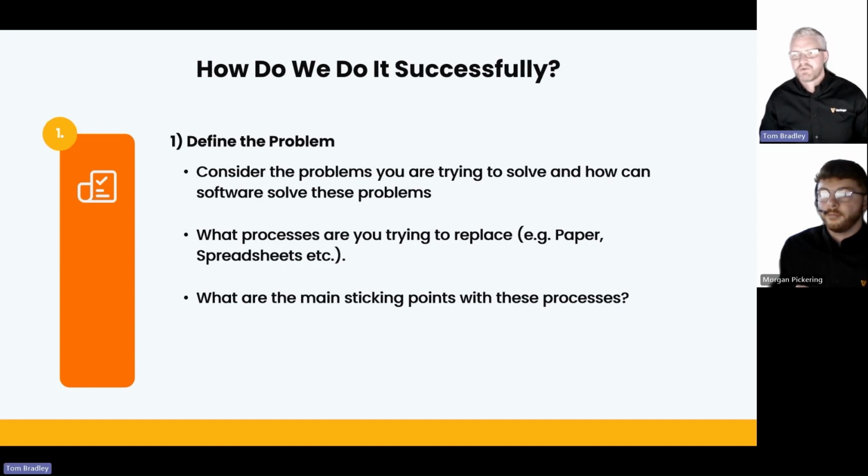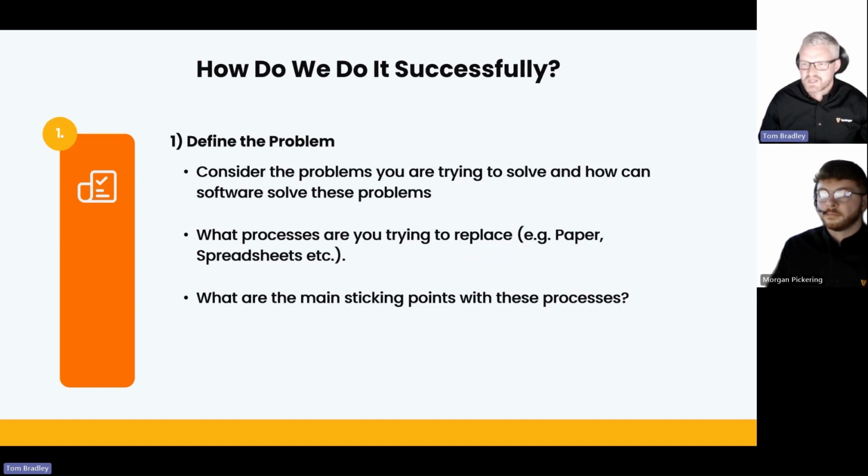So looking at the first point that Morgan just mentioned regarding defining the problem, it's important that you consider the problems you're trying to solve and how the digital solution or software that you're implementing is going to solve these problems. Think about the processes that you're trying to replace, whether that's paper, spreadsheets, or even moving from an existing digital solution that's not working for you and your organization.